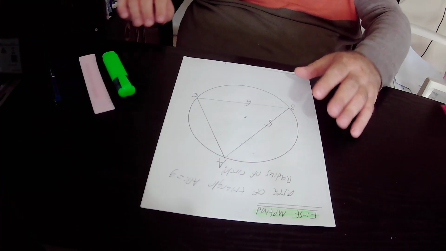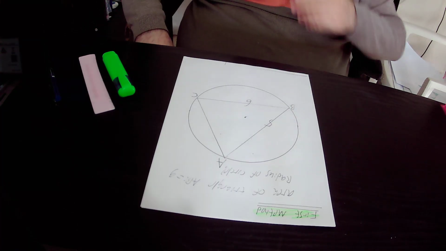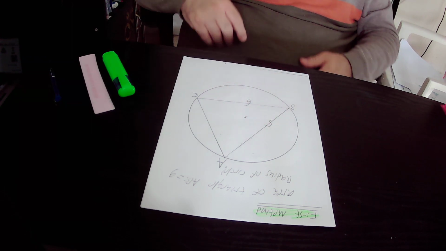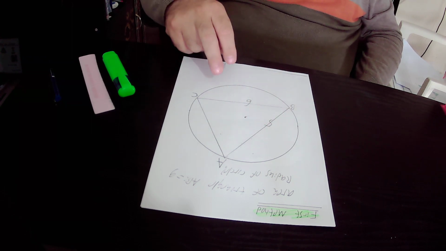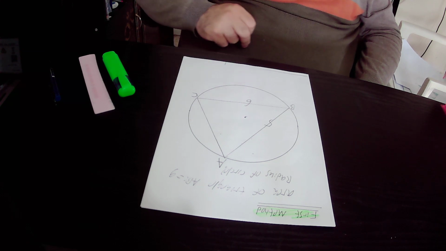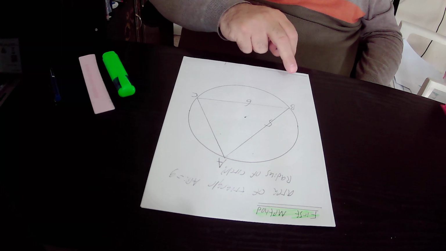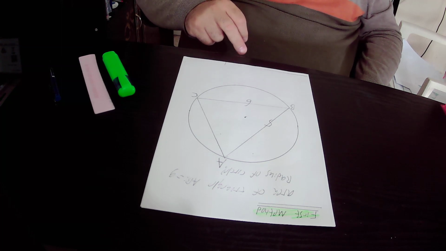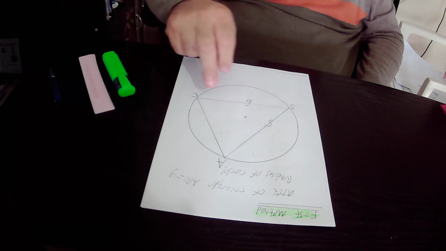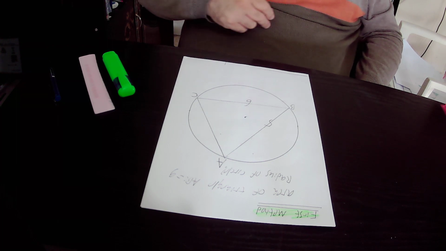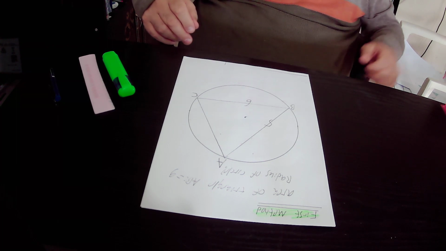So here in the drawing we have this circle. Triangle ABC is inscribed in this circle, and we know that the area of triangle ABC equals 9 square units. Side AB of triangle ABC equals 5 units, side BC equals 6 units, and we want to find the radius of this circle that encloses triangle ABC. We will start with the first method.